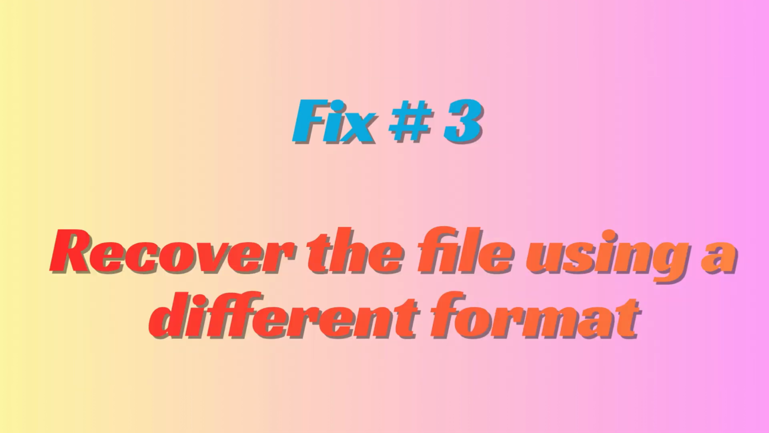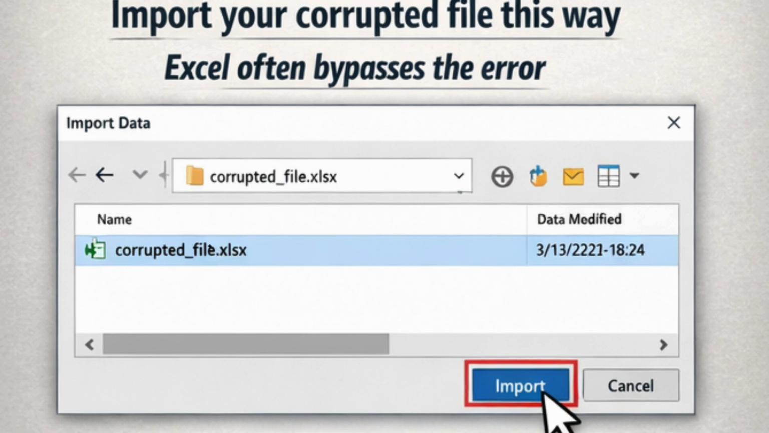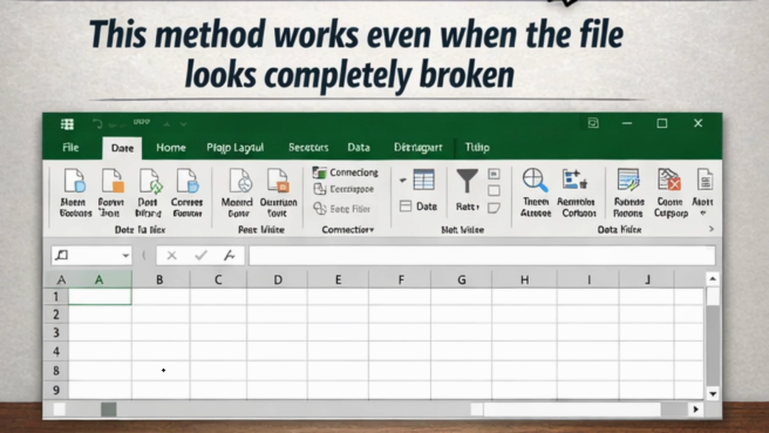Fix number 3. Recover the file using a different format. Open a new Excel file, go to Data, then Get Data, From File. Import your corrupted file this way. Excel often bypasses the error. This method works even when the file looks completely broken.